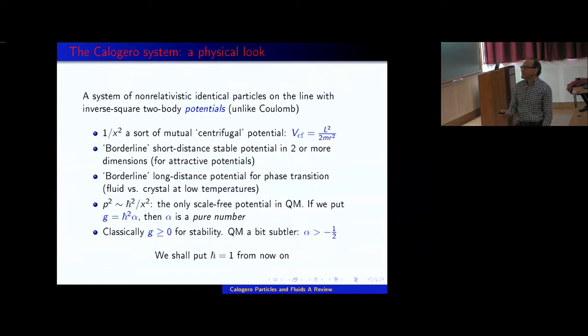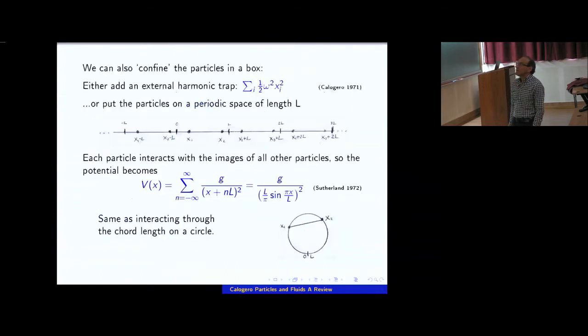And of course, this coupling constant should be positive so that the particles repel and they are stable. If it's negative, the particles would fall into each other. They are on the line, so they have no room to escape. And as we will argue, quantum mechanics improves things a little bit, allows for a slightly negative value of that potential. That's the sort of, sometimes I call it the plain vanilla Calogero model.